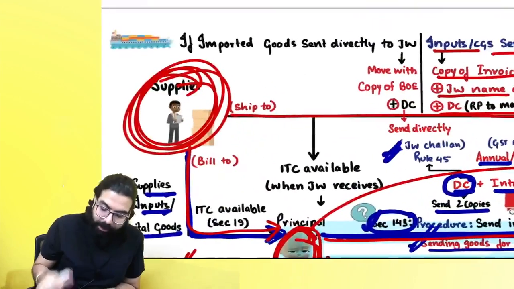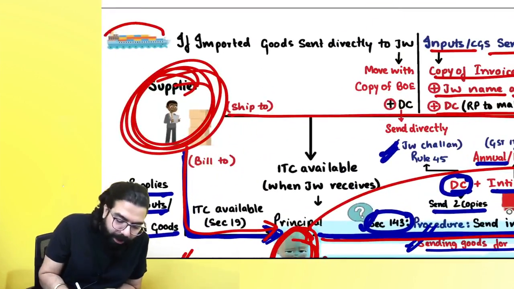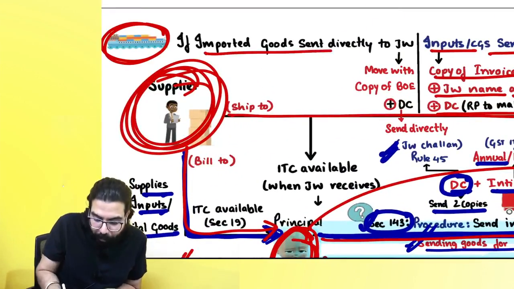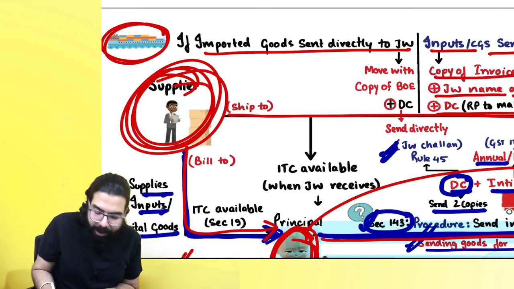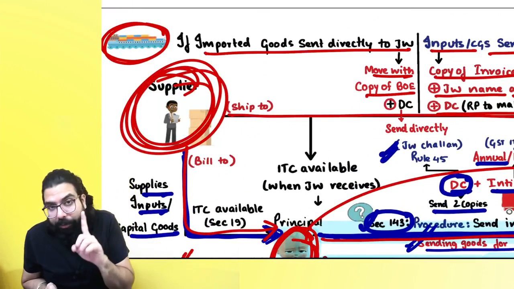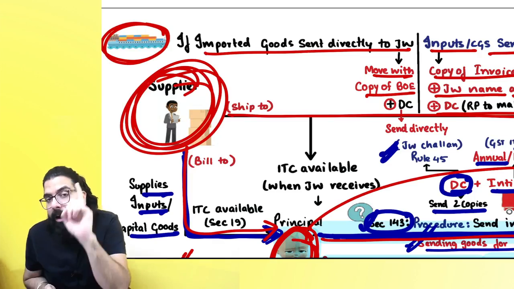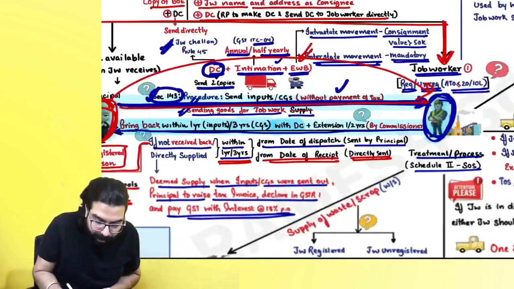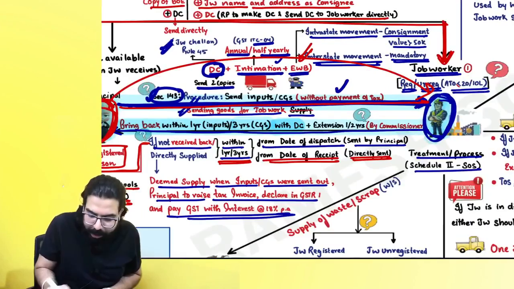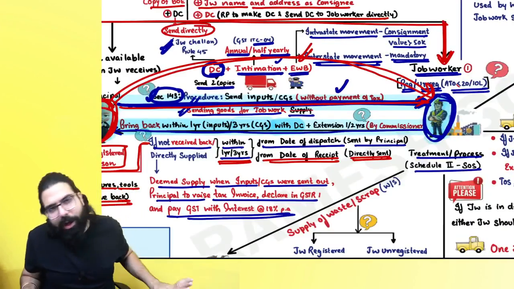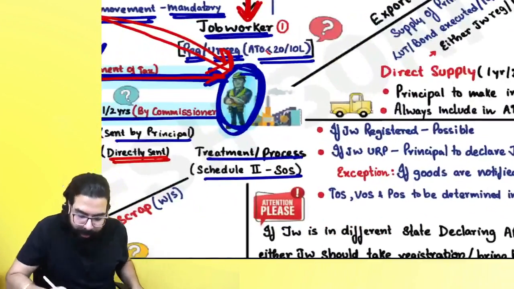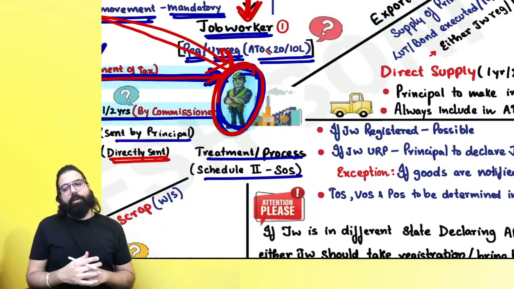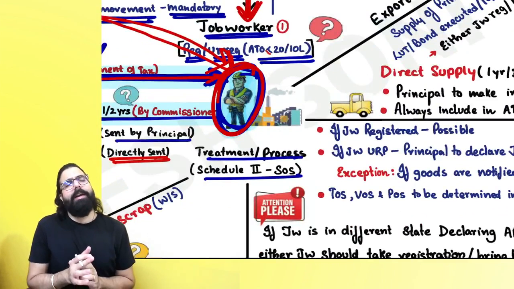Okay, sir. Next, if the goods are imported goods and they are moving, if imported goods are directly sent to the job worker, they will move along with a copy of the bill of entry, plus this principal will go ahead and make the delivery challan and send it directly to the job worker. Done, sir.